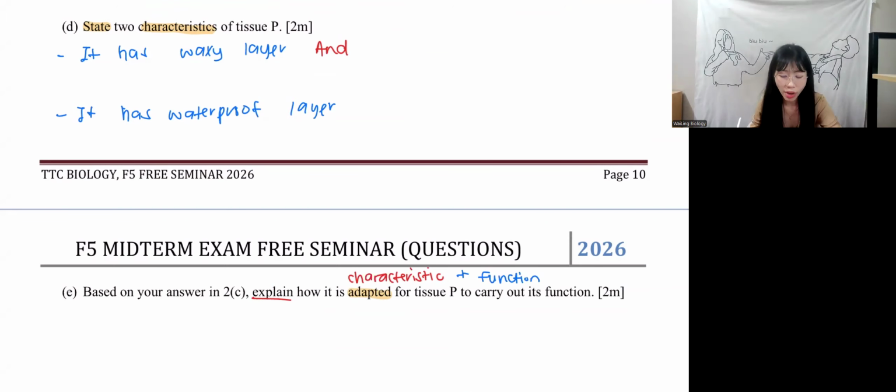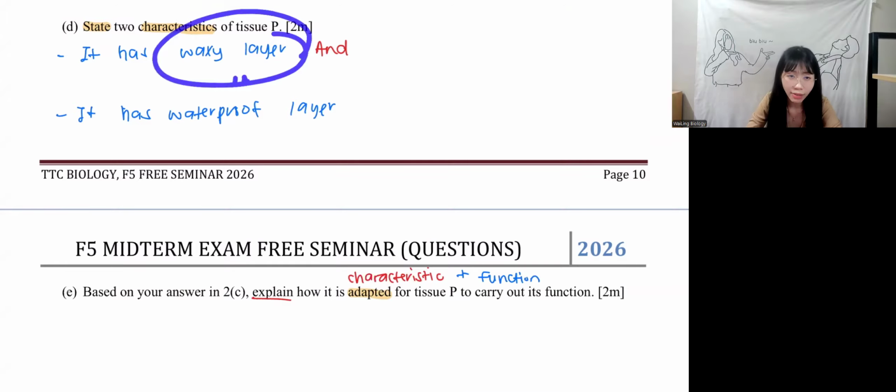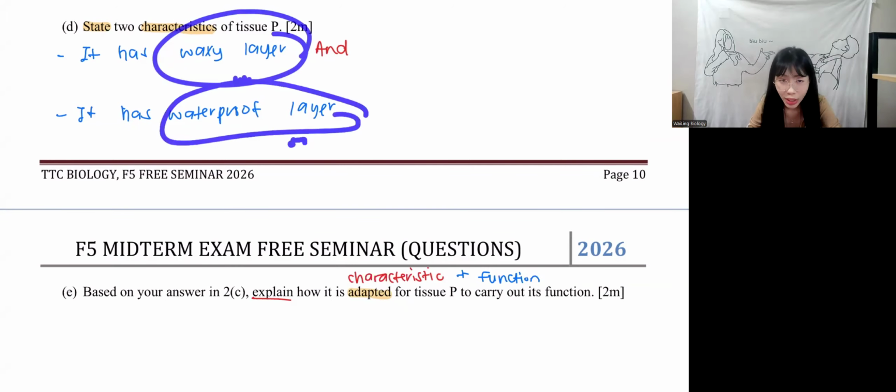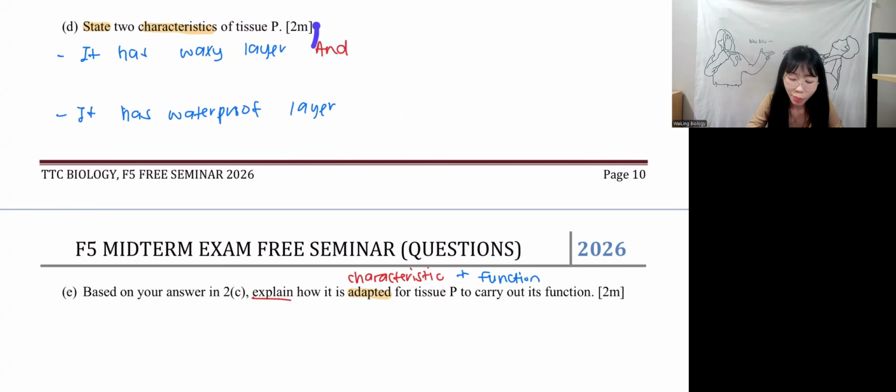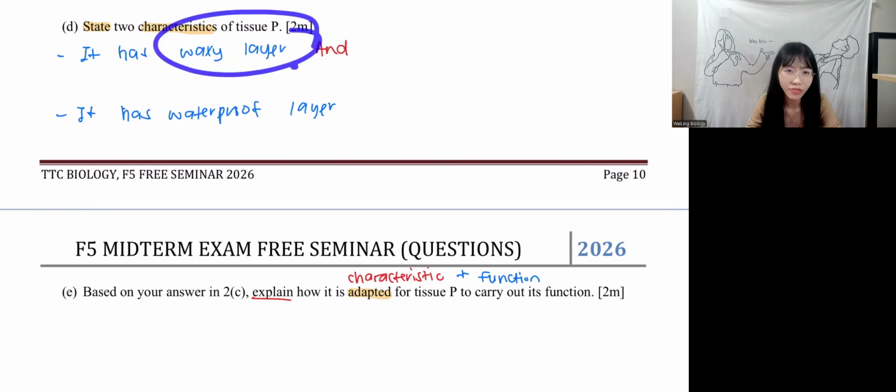Characteristic plus function. So we have to talk about the waxy layer and also about the waterproof layer. The waxy layer, how to write waxy layer? You can say to prevent pathogen infection. Waterproof layer to prevent excess water loss. Because if you write both answers the same, it means you only write to prevent excess water loss. So one, you can write to protect the plants from pathogen infection, which is the mechanical injuries. The other one, you can prevent excess water loss.